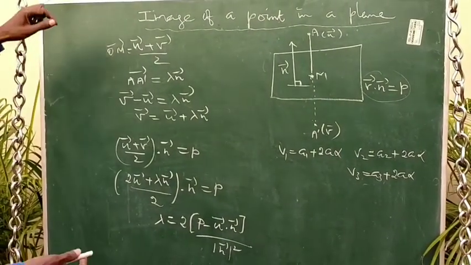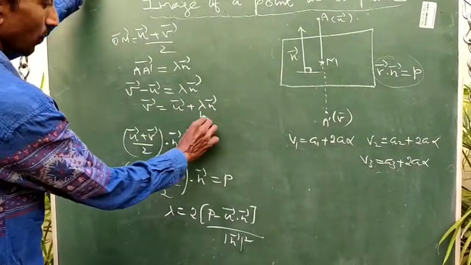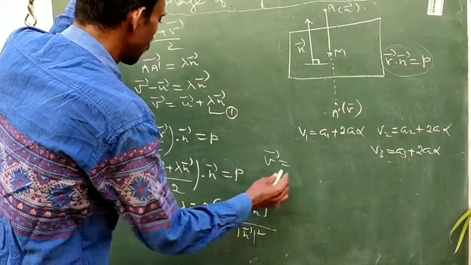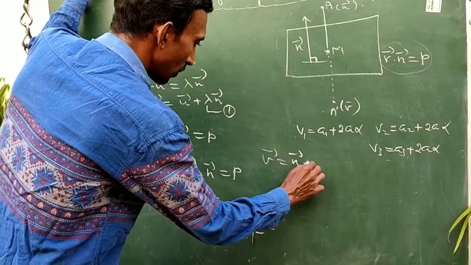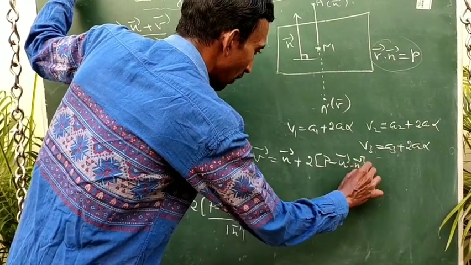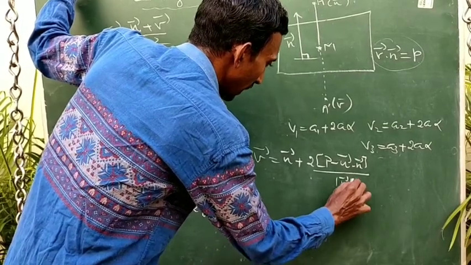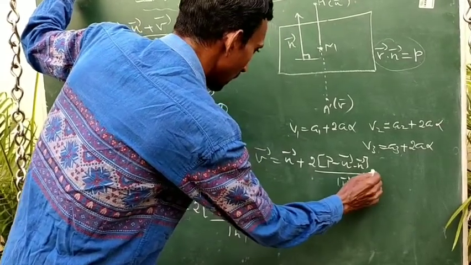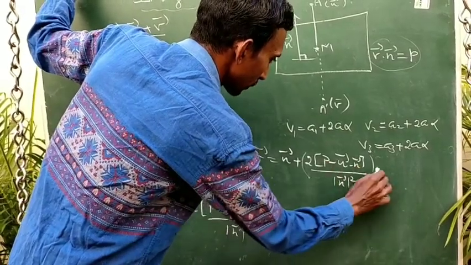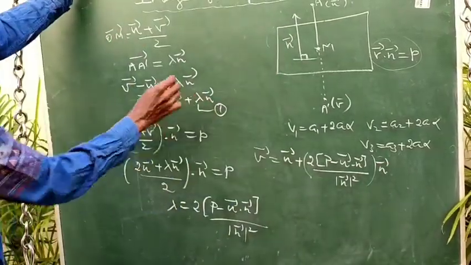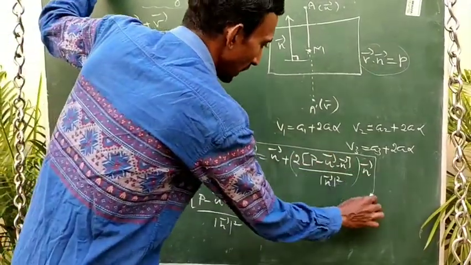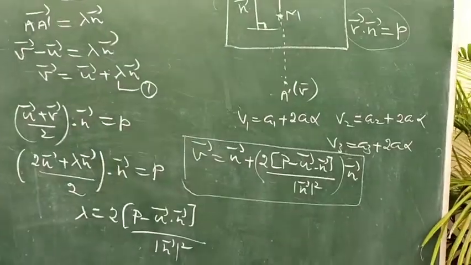Now put the value of lambda here, in equation 1. So v vector equal to u vector plus 2 into (p minus u vector dot n vector) by magnitude of n vector square, into n vector. So put the lambda value here. So this is the formula to find the image of a point on a plane.